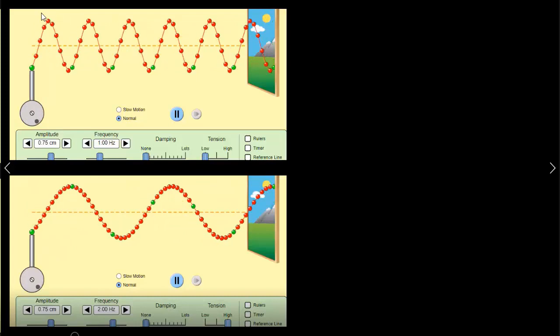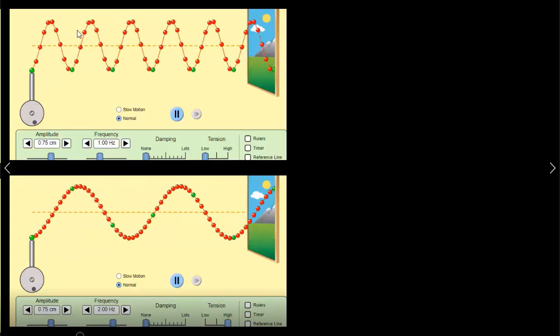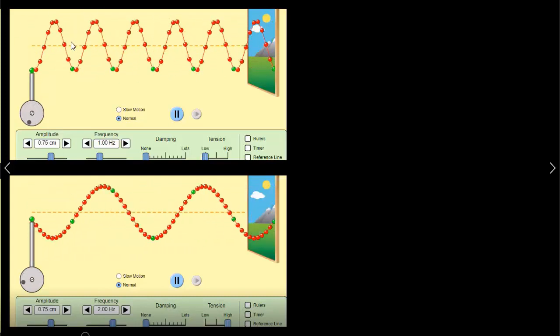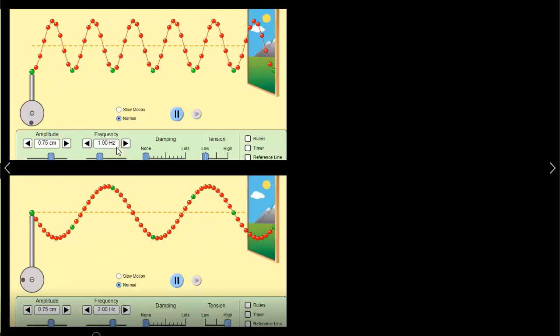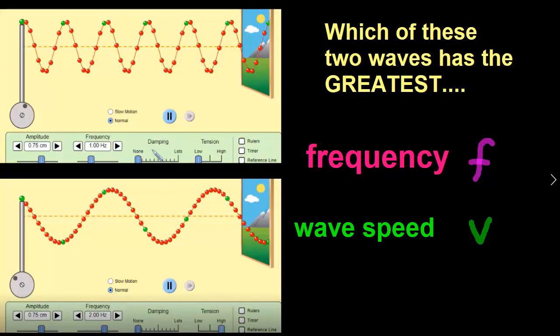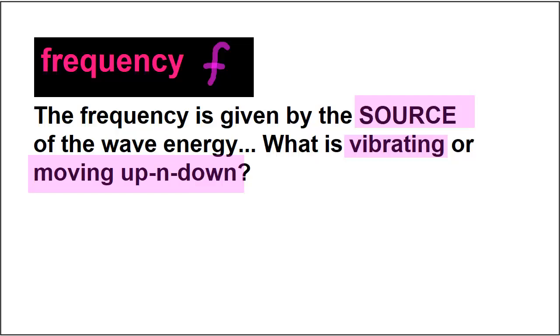All right, well, some of you are saying the top wave has the higher frequency, and I think you're saying that because you see these waves really close together and you're thinking that's high frequency. But if you look right here at the bottom, it shows you the frequency. The top wave has a frequency of 1 hertz, and the bottom wave has a frequency of 2 hertz. That means the bottom wave has twice the frequency of the top wave. So what's going on? So let's focus on frequency.